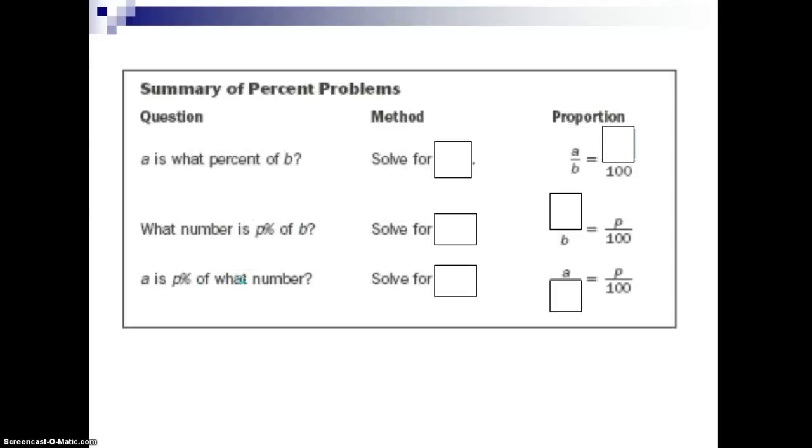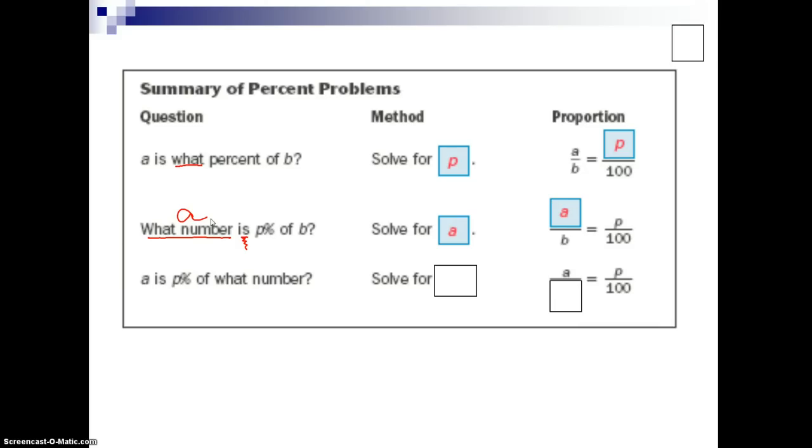In summary, if the question is "A is what percent of B," what does the word "what" say? What percent? You solve for P. That's the unknown. If it says "what number is," look for that word "is." Before "is" was the part of the base. If it says "A is P percent of," look at that word "of." After "of," what did I say the after of was? Base. Solve for B. This is helpful to know how to read the question so you know how to set up the problem.